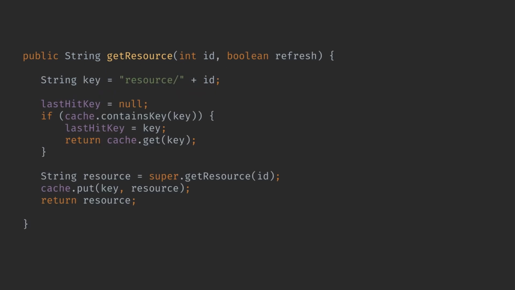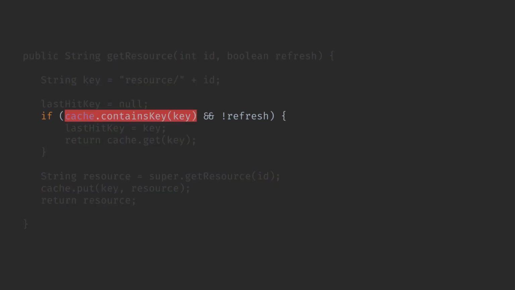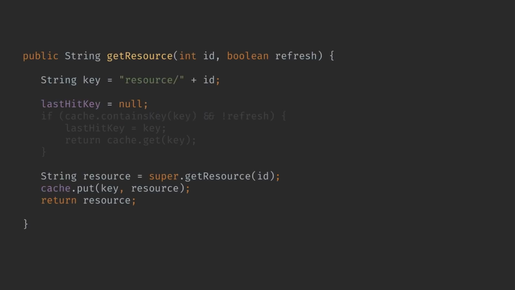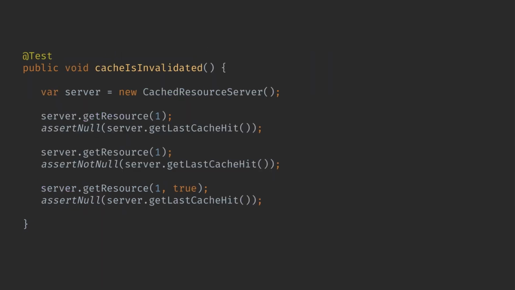Now, back to our new method, we just need to add the cache invalidation logic. And that's it. If the current key has a cache associated with it and I want to refresh the cached content, then this flag will be reversed and this if will be ignored, resulting in fresh content being put into cache. And if we get back to our test, everything works as expected.